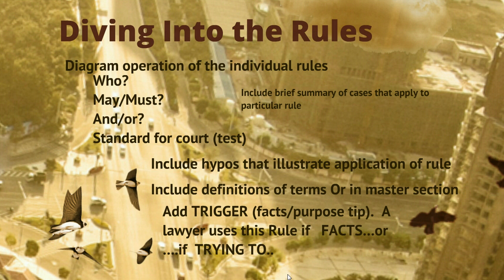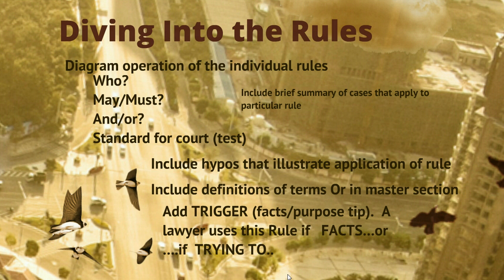So you want to think about what particular facts might get you to talk about this rule. And the way to do that is to both look back at the hypos that you have that illustrate your application of the rule. What is it about those hypos that makes that rule called into question? Or think about the purpose of the rule. When would someone need to use this rule? What does it help clarify? Those kinds of things are the events you want to figure out to put into your outline.